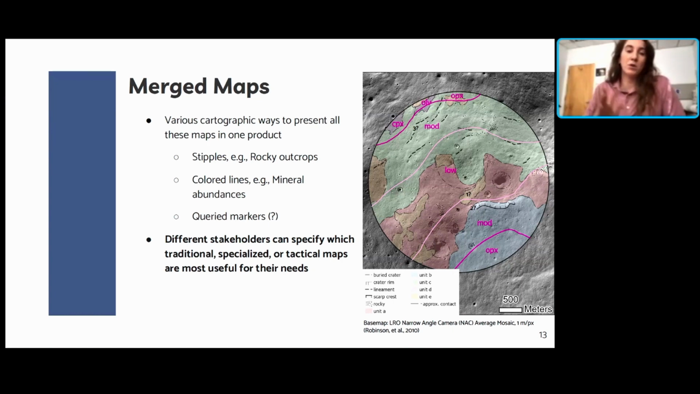And then back to those triangles that indicated questions that we have. You can use queried markers that can identify unknowns or testable hypotheses that the crews will be able to investigate or collect samples or photograph to help us better improve our understanding of the site. Similarly, you can mix and match these cartographic ways to present all these tactical maps based on what stakeholders want. So the people who are planning the traverse team might not need all the geologic information that goes into it, whereas the crew will want that because they want to have the geologic context for the station that they're approaching. Next slide, please.